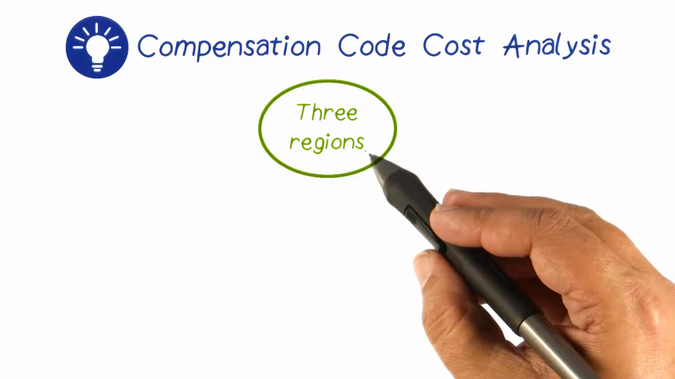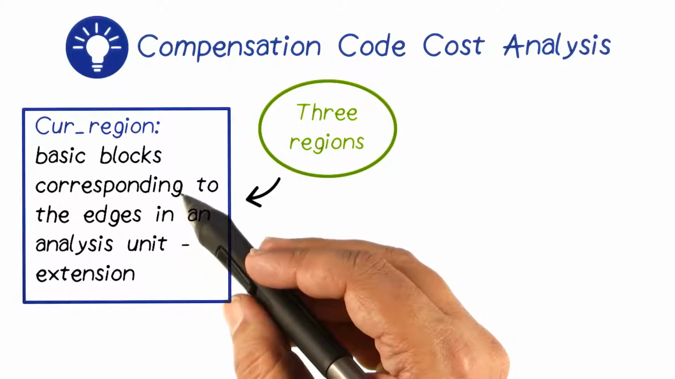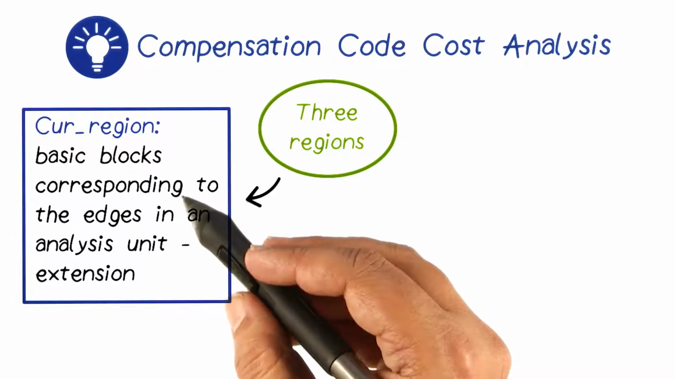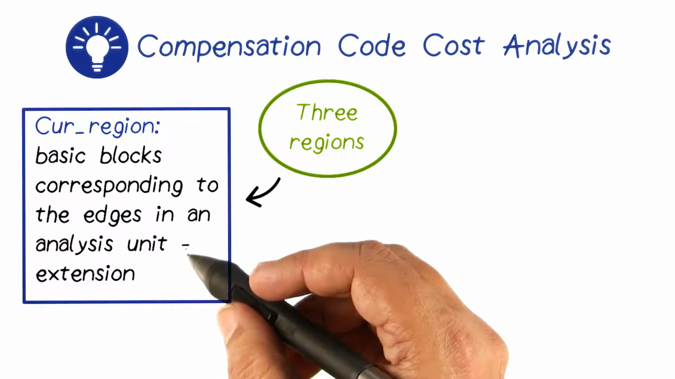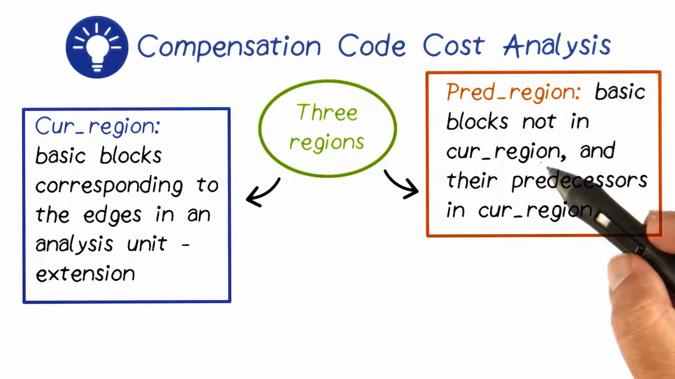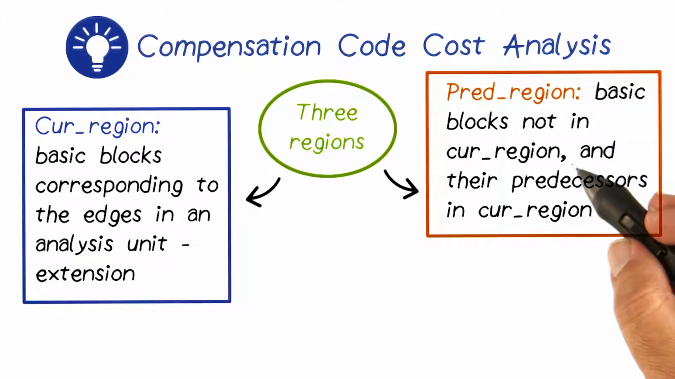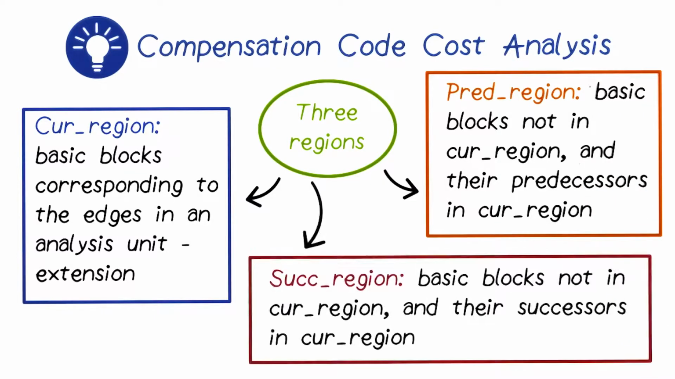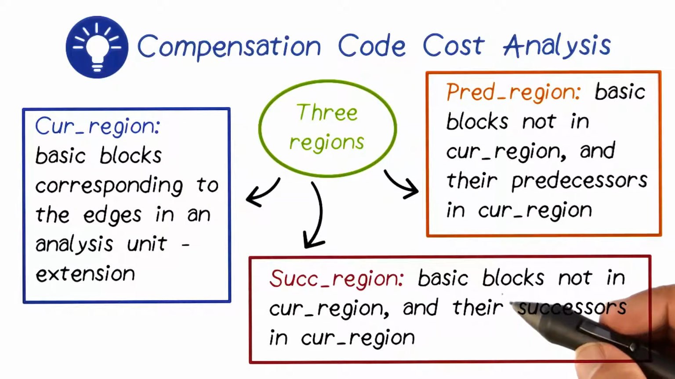So the compensation code analysis starts by considering three regions. The first is, of course, the current region, which is the set of basic blocks and corresponding edges in the analysis unit, which need to be extended to their adjacent counterparts. We extend the current region to the predecessor region by removing or combining those edges as we talked about on the previous slide. And finally, we do the same by extending the region to the successor basic block and continue this particular process to determine as large a region as possible where we don't need any compensation code whatsoever.